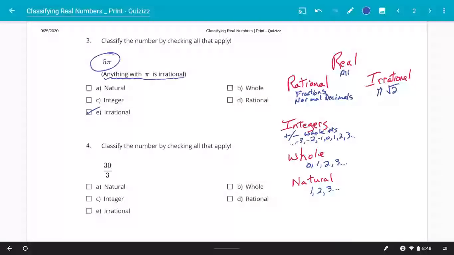Number four, they're trying to trick you here a little bit, where 30 over 3, it is a fraction, but it can be reduced because 3 goes into 30 10 times. Now the number 10. The 10 is natural, therefore it's also whole and integer and rational and real.